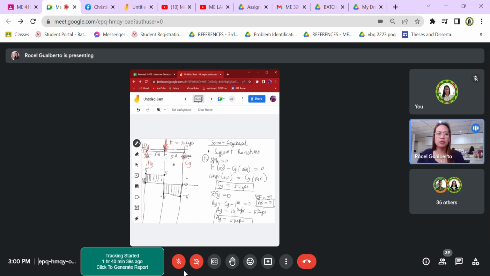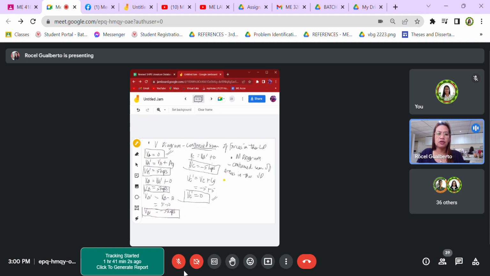So, we will look at our shear diagram. Then, look, we have formed some areas. Okay? So, we label this as your area 1. And then this one would be your area 2. Okay? Area 1, area 2. And it would be the sum of the areas. Okay? So, for moment at A, you start with moment at A equal to 0.